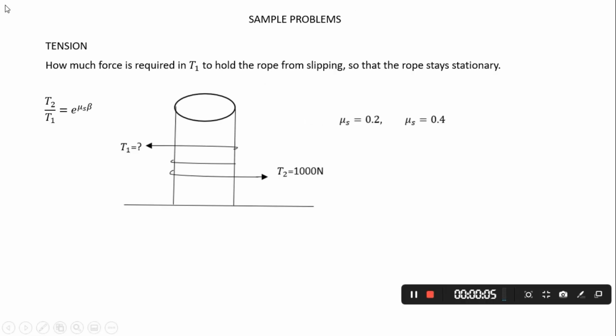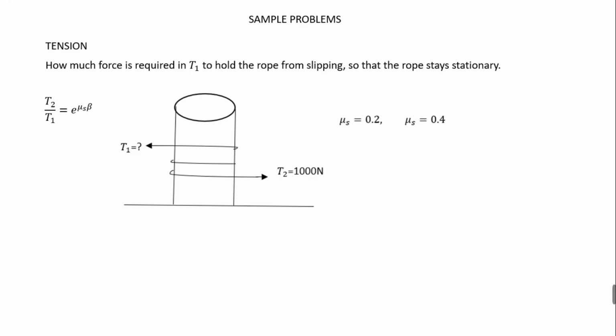So in this example, we're going to find the tension that deals with belt friction. We have two coefficients of static friction here that will help us solve the tensions later. What we have is a rope that is wrapped around twice on the pole, which has a tension T sub 2 equal to 1000 newtons. So the question is, how much force is required in T sub 1, or in this tension, to hold the rope from slipping so that the rope stays stationary?